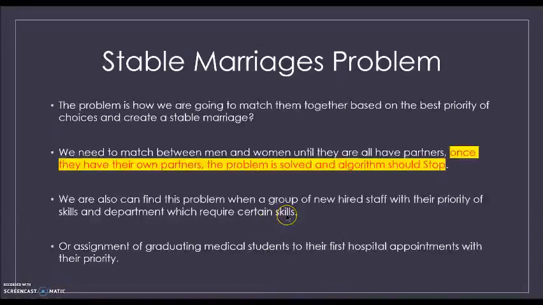The objective is we want to match the man and the woman based on their priority and based on the demand they have between them. This problem can be applied to other problems, like when we want to match a newly hired staff to the priority of skill and department which requires certain skills.